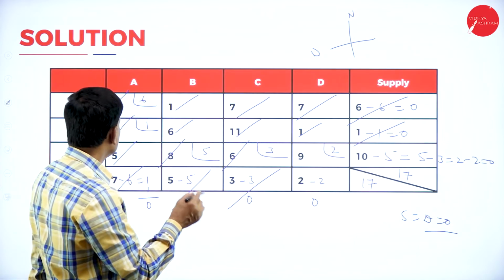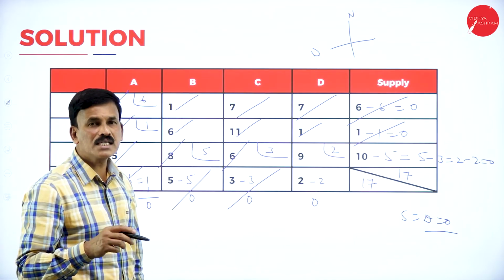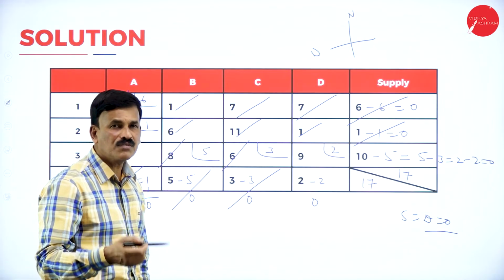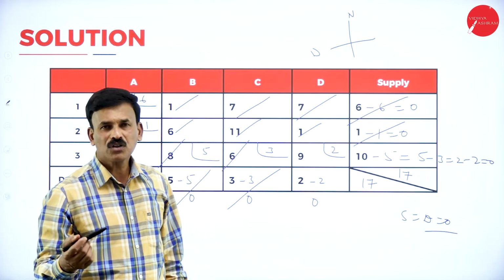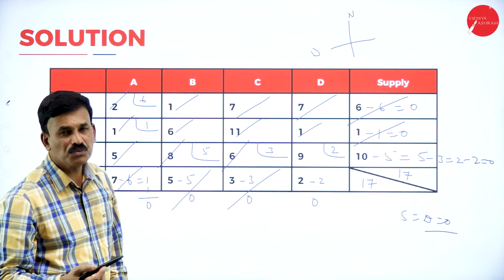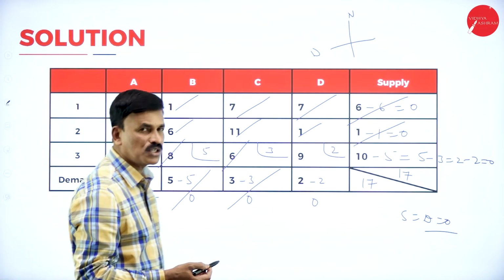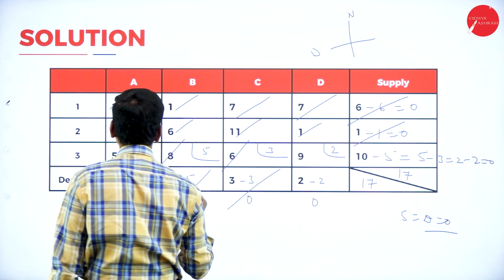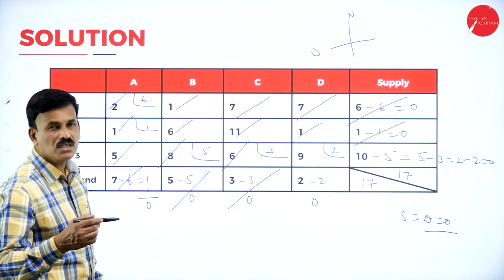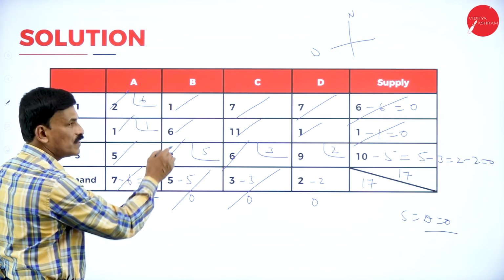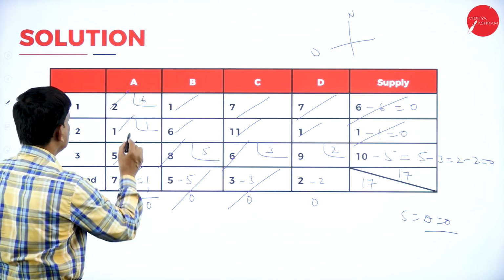Okay. Just go on allocating and cancel if it is 0 in the row or column. Cancel it and find out the solution. After allocating, here supply and demand are found to be 0. If supply and demand are 0, it means it is balanced and the optimality is reached. Now just find out the cost. The total cost of the transportation can be calculated wherever we have allocated. Now let me shade this.